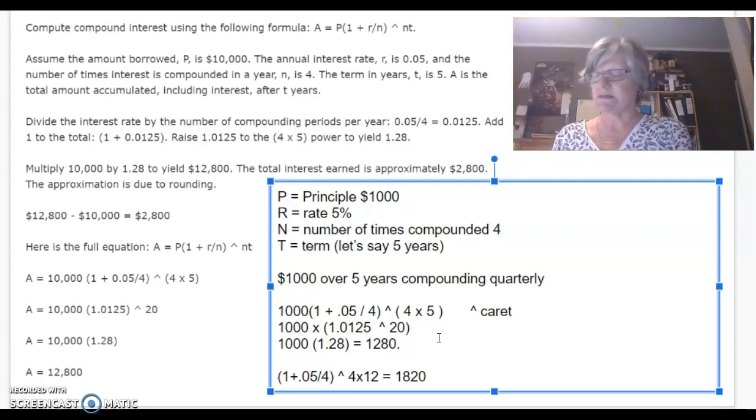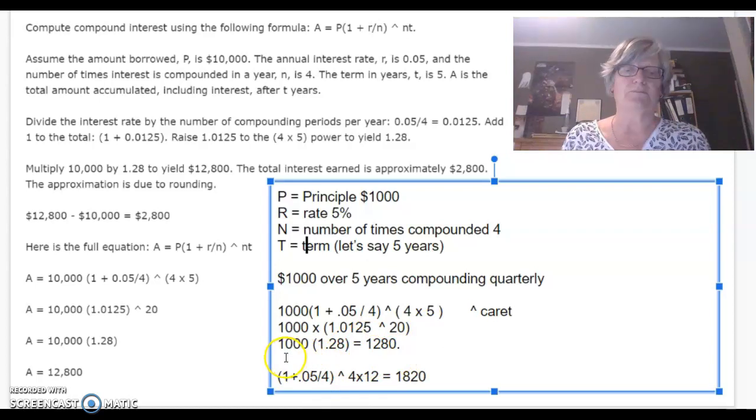All right, so once we have the 1.28 in there, 1,000 times 1.28 is going to be 1,280.